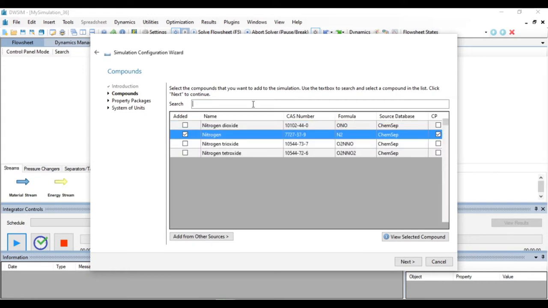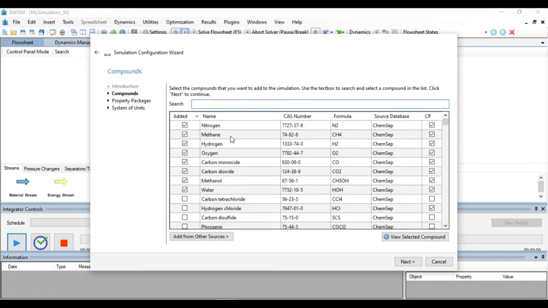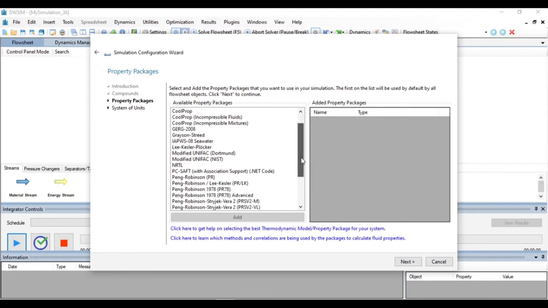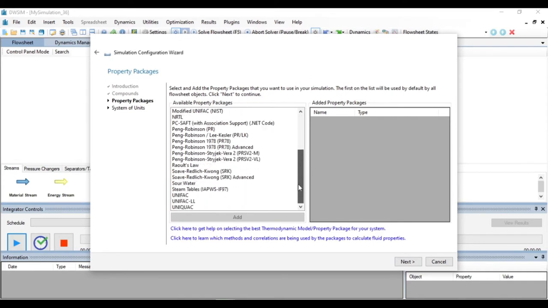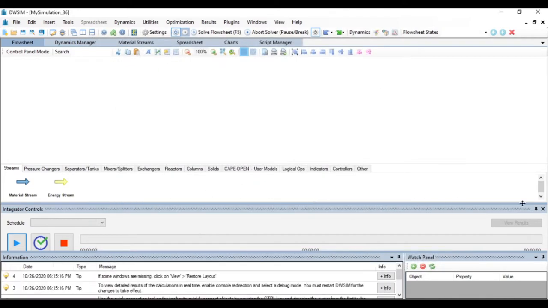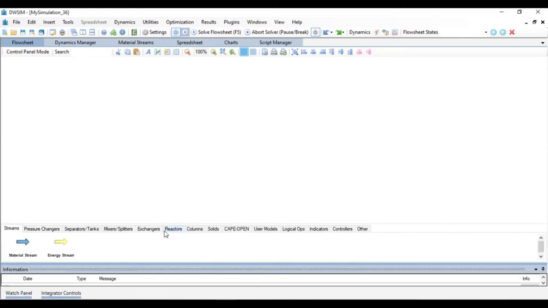Okay, if we clear the search bar, we've added nitrogen, methane, hydrogen, oxygen, carbon monoxide, carbon dioxide, methanol, and water. So we click next, then for the property package we will use Raoult's law. And in the system of units, we will use SI. Now click finish. We will untie this, drag this down, then we'll add three conversion reactors.